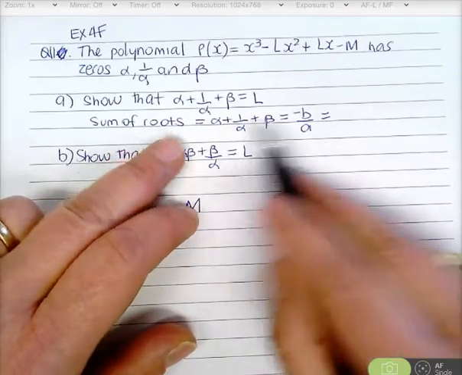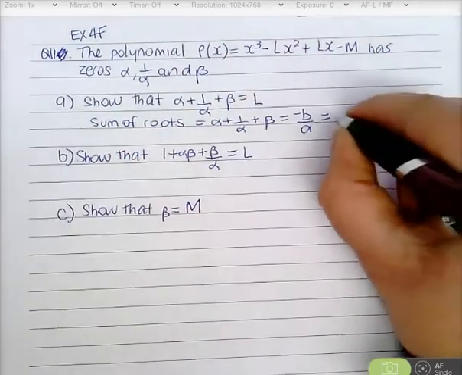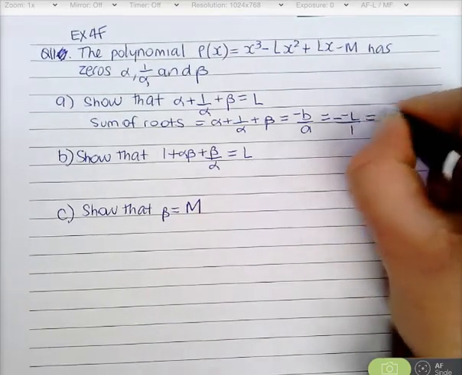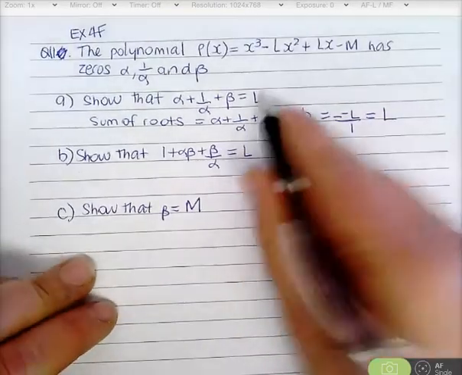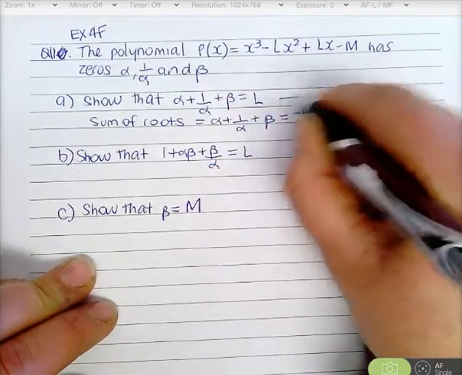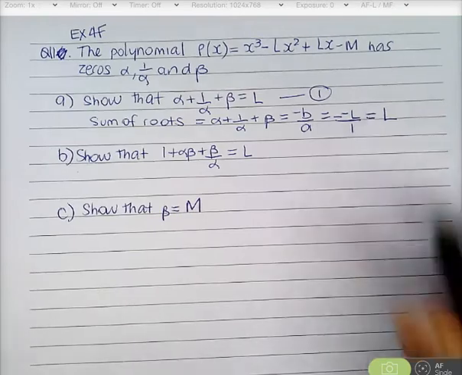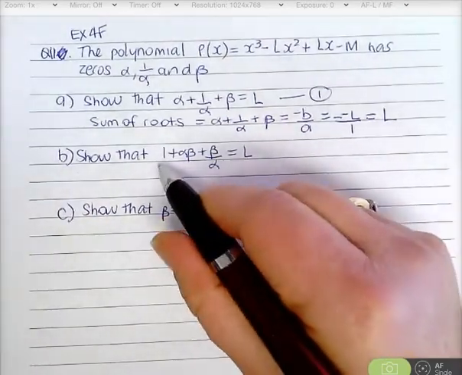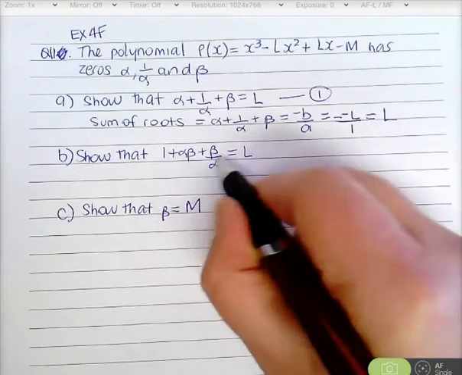Sum of roots one at a time is minus b on a, which is minus negative L over 1, which is L. And so therefore we've just proven this first result there, that alpha plus 1 on alpha plus beta is L. I'm just going to call that equation 1. Okay, then if we look down here, it appears that we're multiplying roots 2 at a time.